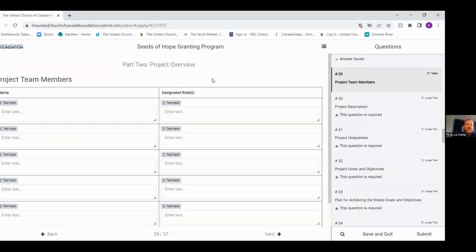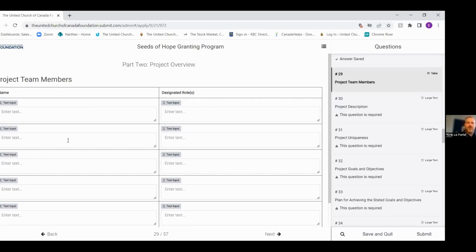This question's asking your project team members. And so this is who is running the project. So this can be the leadership group of it. So you can give us specific names. So you can say in this column, Mary, and Mary is the executive director of the project. And John is our procurement officer, or John is in charge of getting chairs for the event that we're doing.